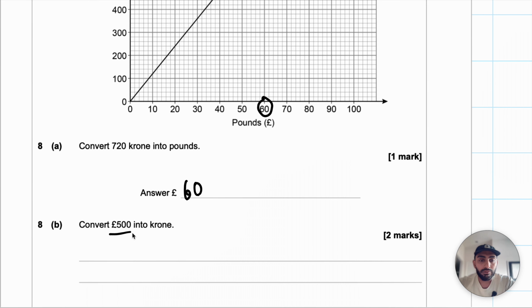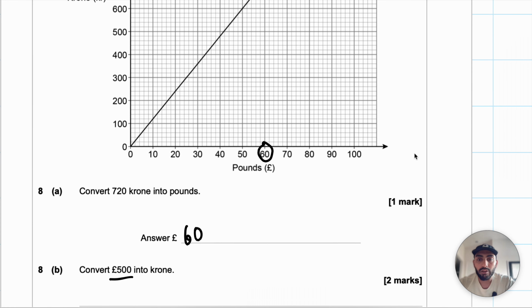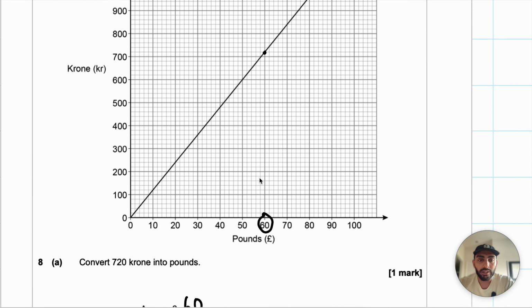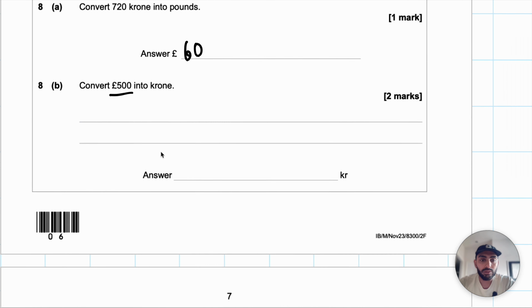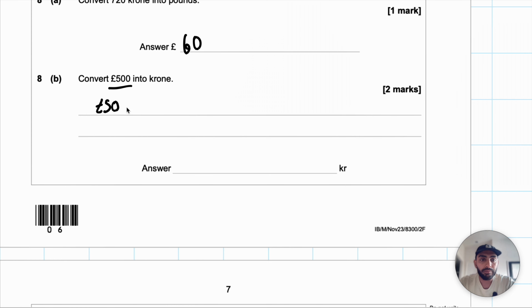Part B, convert £500 into kroner. So on the graph, I don't have it going up to £500. So either I could find what £50 is, or I could find what £100 is and just scale it up. Could do it with anything, but I think 50 or 100 would be the easiest. So if I read up from 50 and I go across, I know £50 is equal to 600 kroner.